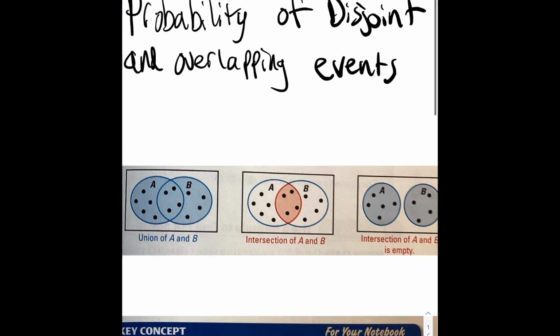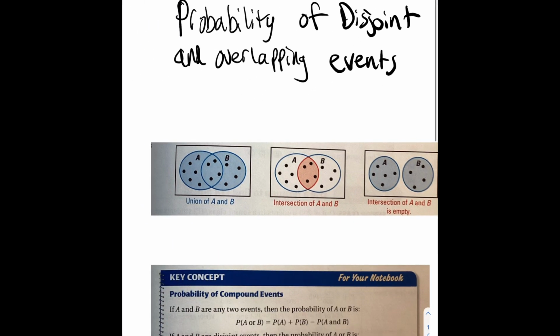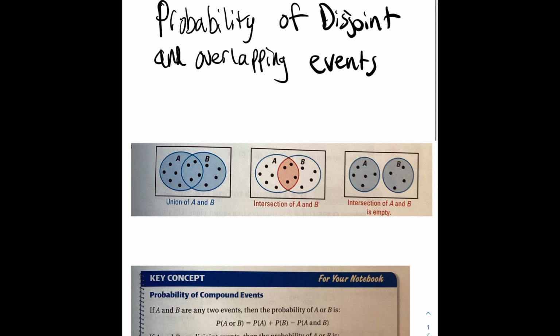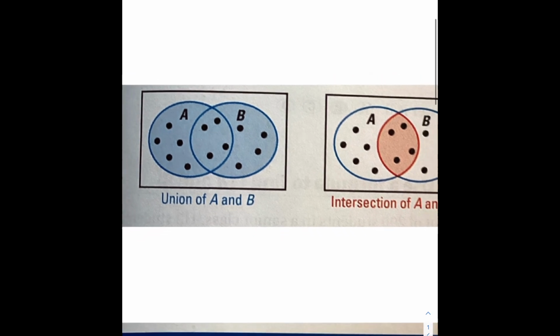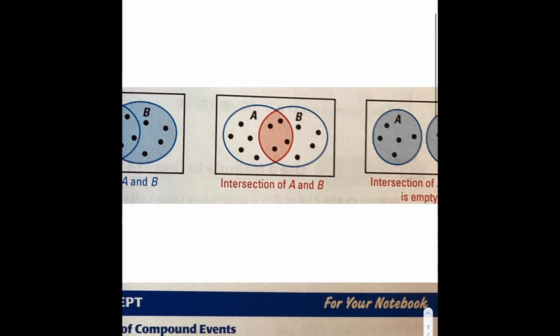If we look at the probability of disjoint and overlapping events, it helps to look at what is known as a Venn diagram, where if we combine the two events of A and B happening, some of it may overlap at the intersection. As you can see, those four dots in the red are a part of the A circle, and those are a part of the B circle.